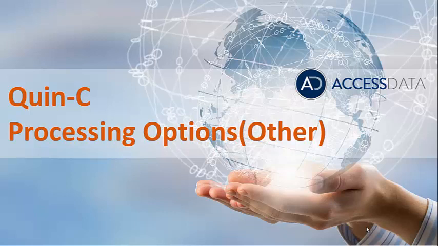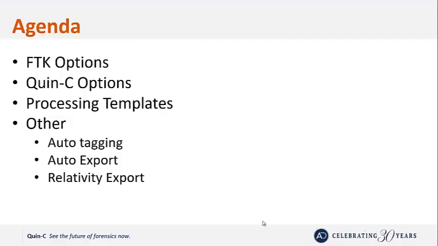This video is focused on what we call the other category in the processing options section of Quincy. By that we specifically mean auto tagging, auto export, and relativity export. So let me hop in and show you where those are and how they work.